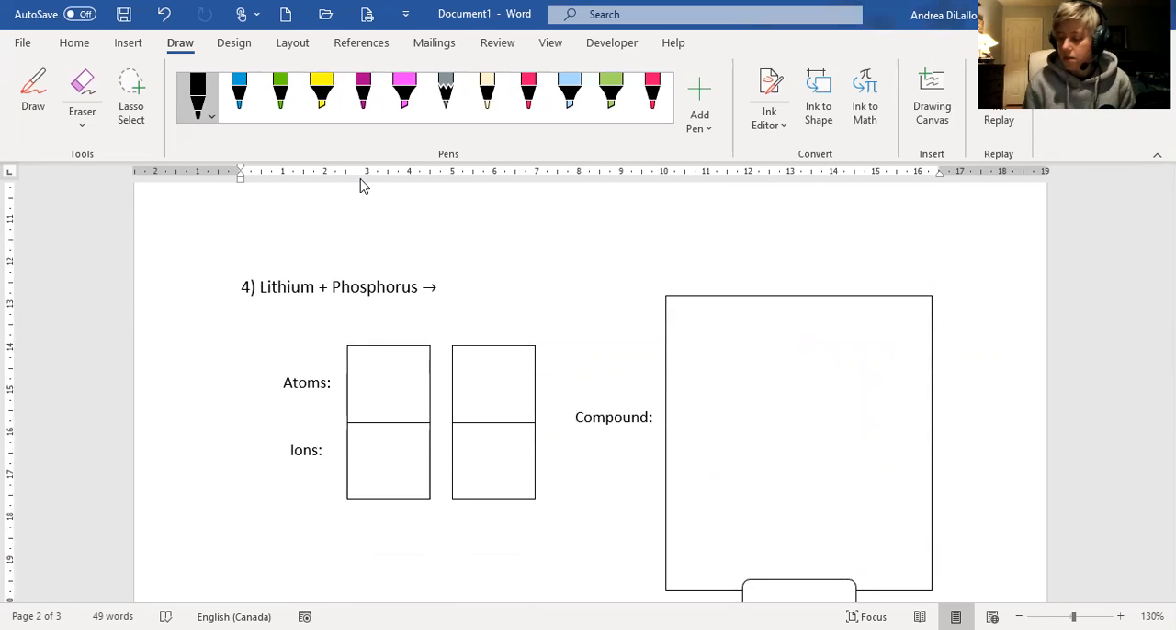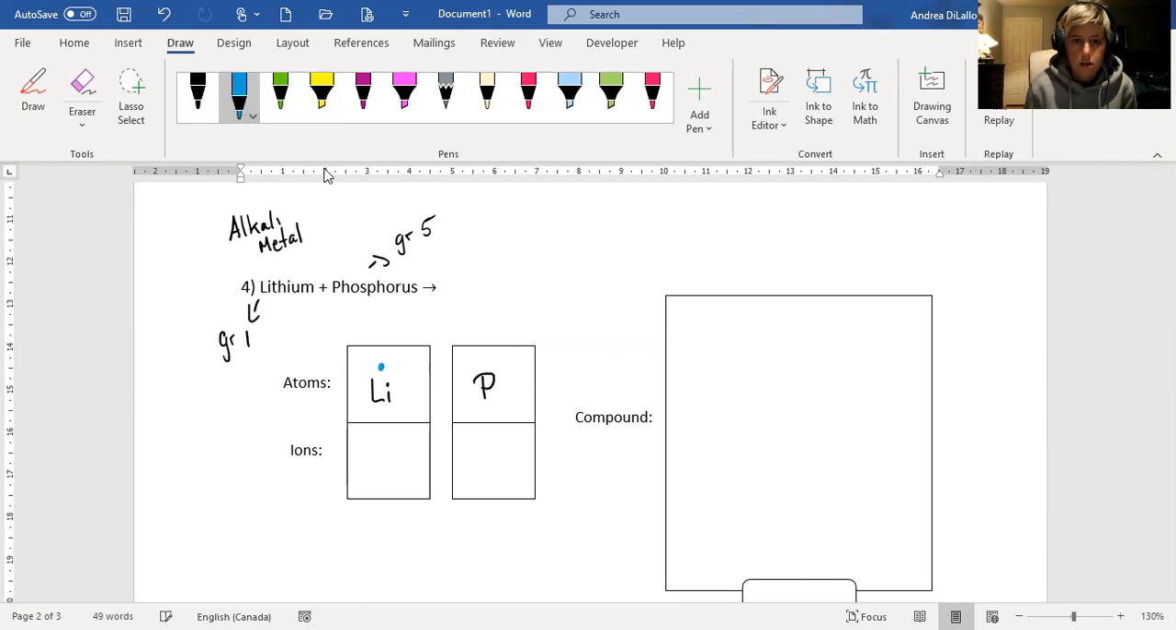Lithium and phosphorus. So if I look at my periodic table, lithium is an alkali metal, so that means it's in group 1. So lithium will have 1 valence electron. Phosphorus is in group 5, so that means it is going to have 5 valence electrons. 1, 2, 3, 4, 5.